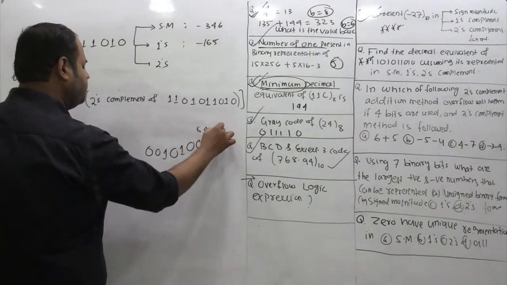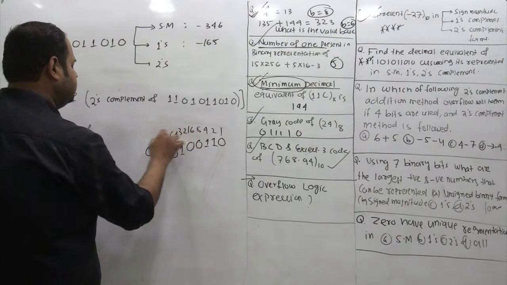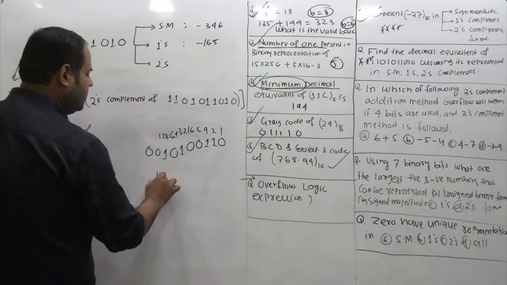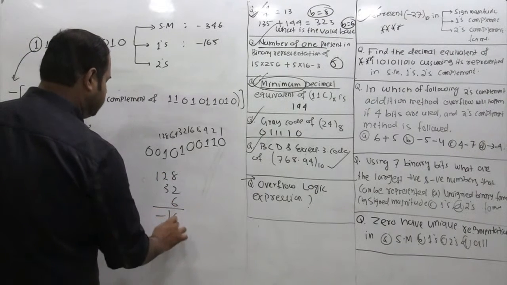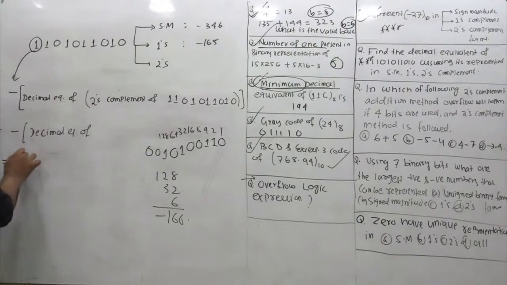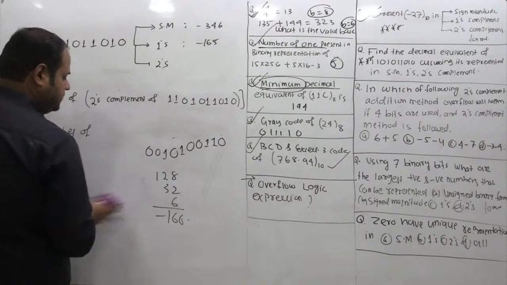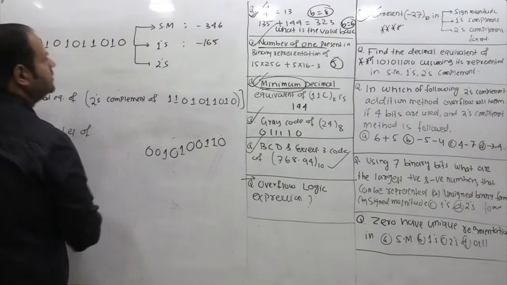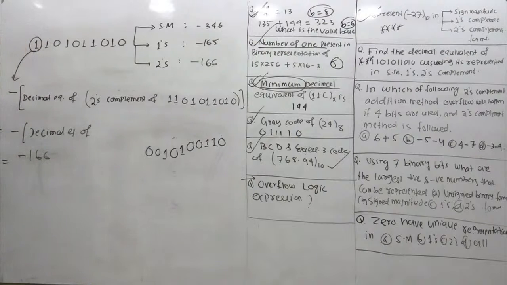This is 8, 4, 2, 1, this is 16, this is 32, this is 64, this is 128. So 128 plus 32 plus 6, so this will come to 166. So the answer will be minus 166. Right? So this answer is minus 166.